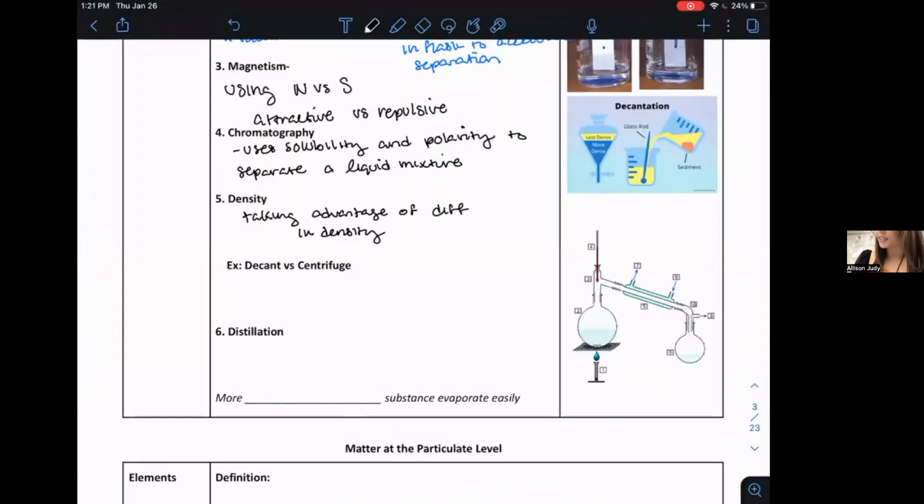So here, decanting, can I write this, wine? Like wine connoisseurs? It's a wine method. You literally pour off the top, and then centrifuge is particularly useful for suspension. You accelerate this separation via spin.